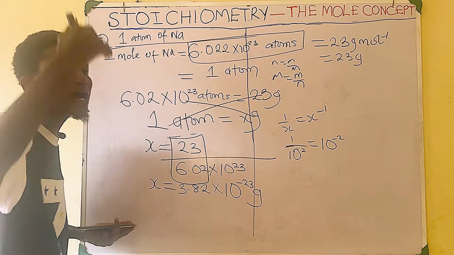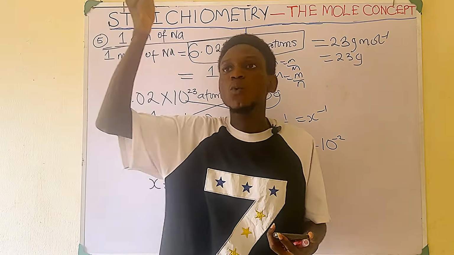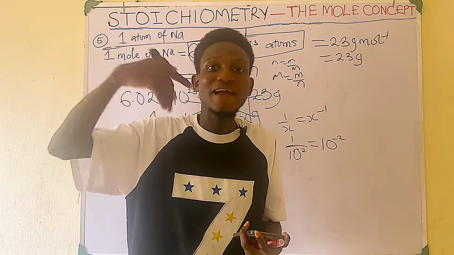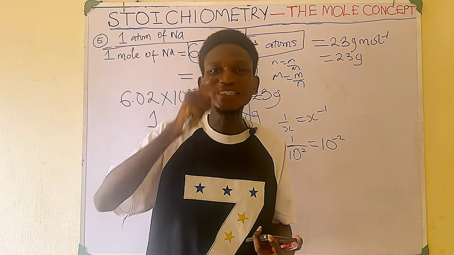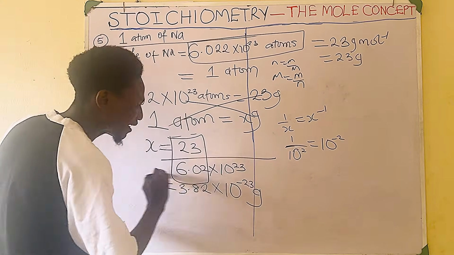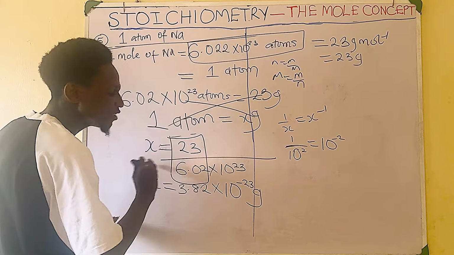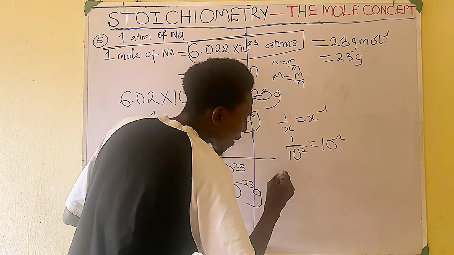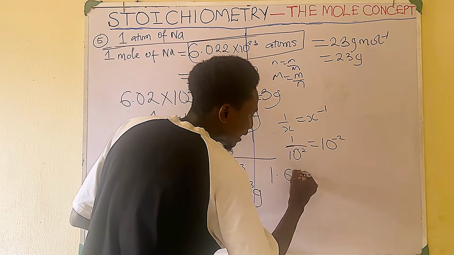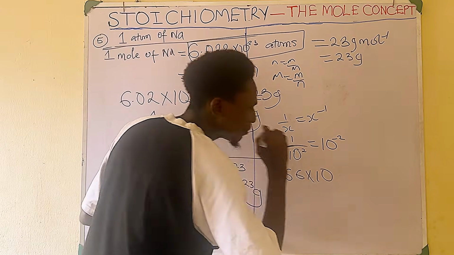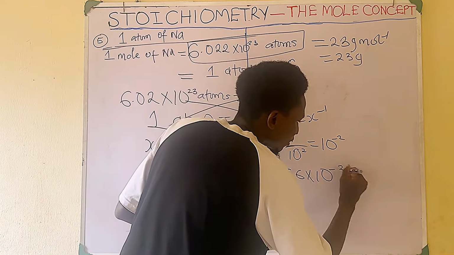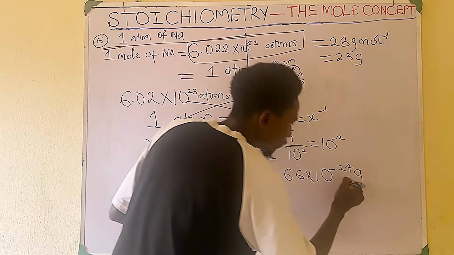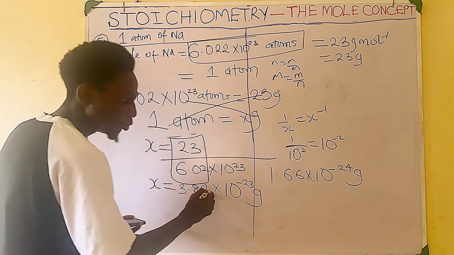If you search up the mass of one atom of each of the first 20 elements, you're going to see that they are very low. They are in this form. Remember that we were solving a question, we said that the mass of an electron is 1.66 times 10 raised to power minus 24 grams. So you see, they're almost related.